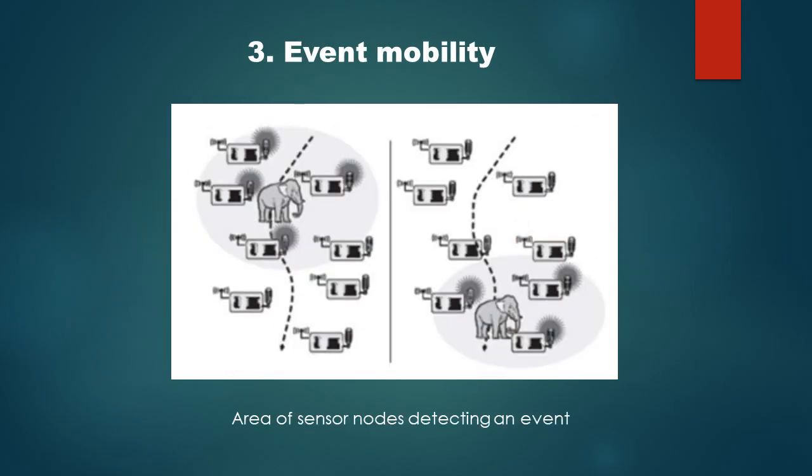Event mobility. Here, a number of source nodes can be connected in many places. If an event occurs, the source node can get the information and transfer it to the internet.